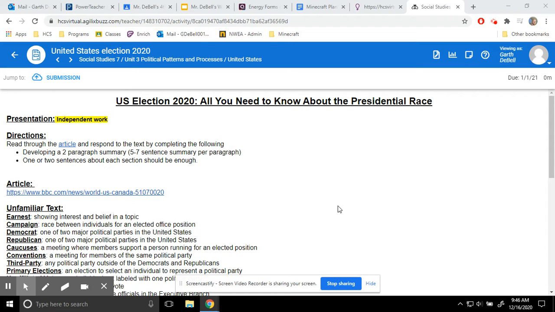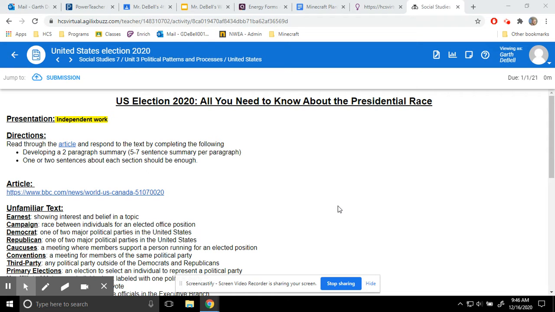All right, ladies and gentlemen, this is our last activity for this unit. And being that we just had an election here in the United States and this unit is on political patterns and processes, I thought it would be almost criminal for me not to have us look at our own election and our election process, right? So this is the U.S. 2020 election. All you need to know about the presidential race.